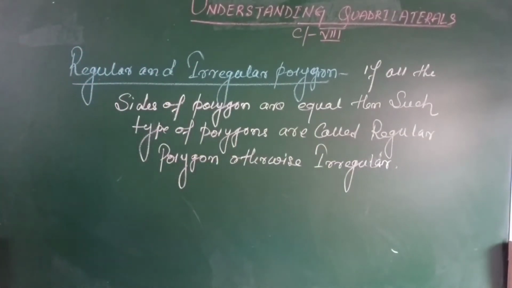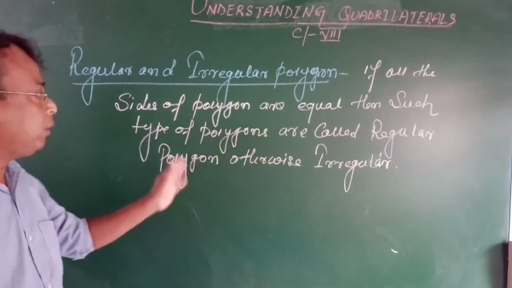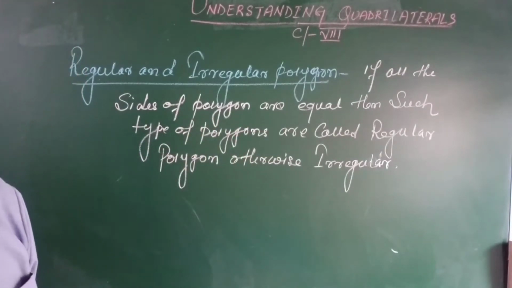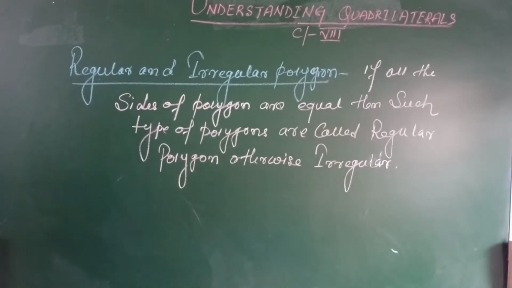I hope it is clear what regular and irregular polygon are. Regular polygons means if all the sides of a polygon are equal, then such polygons are called regular polygon. Otherwise irregular. If all the sides are not equal, then such polygons are called irregular. So let us see some examples.